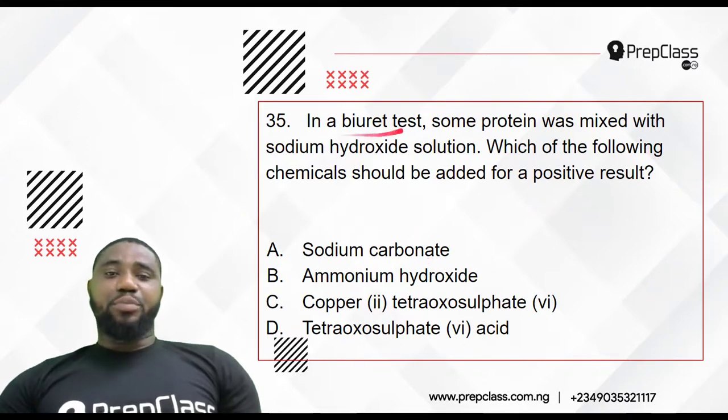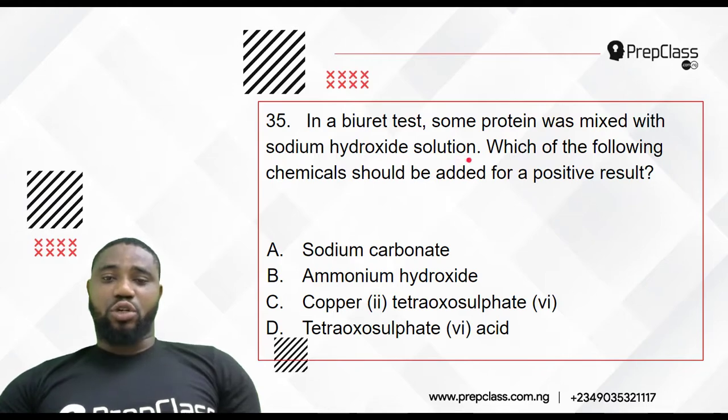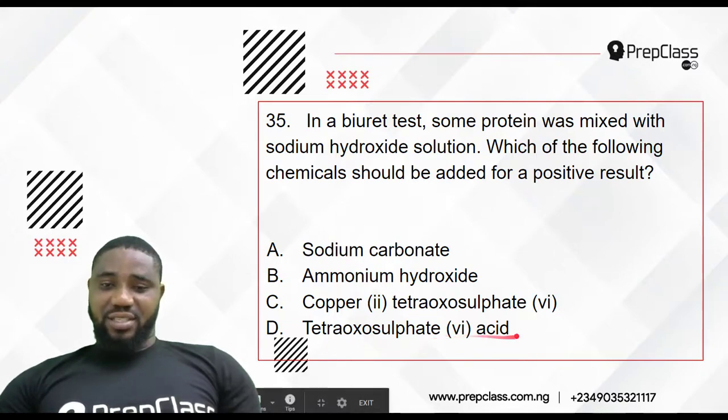35. In a biuret test, some protein was mixed with sodium hydroxide solution. Which of the following chemicals should be added for a positive result? Is it sodium carbonate? Is it ammonium hydroxide? Is it copper II sulfate? Is it tetraoxosulfate VI acid?